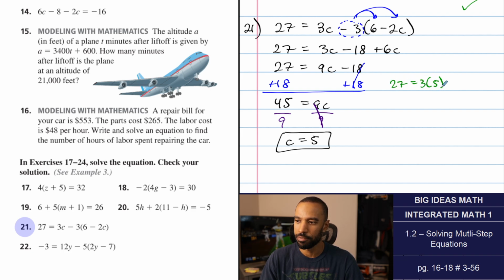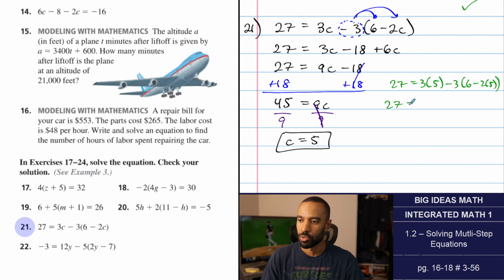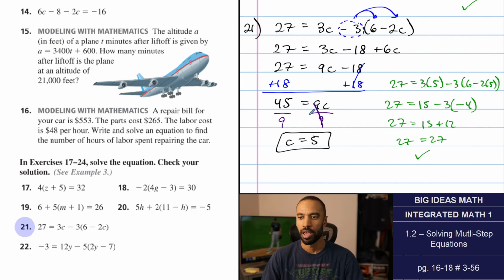3 times 5 minus 3 times 6 minus 2 times 5 in parentheses there. So this is 15 minus 3 times, that's 6 minus 10, so that's negative 4. Negative 3 times negative 4 is positive 12. 15 plus 12 is 27. And that checks out.